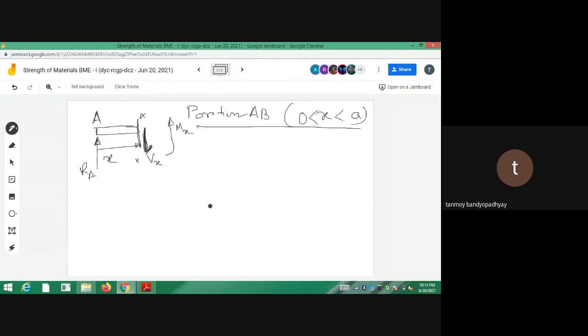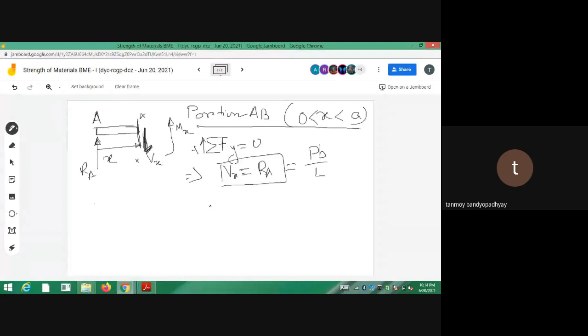So now if I write down the forces, let Vx and Mx be the shear force and the bending moment acting at this point. Now if I write sigma Fy is equal to 0, taking upside to be positive, what am I left with? What is Vx? Vx is equal to RA. So see, Vx does not vary with x. So Vx is a constant, so it will be just a straight line. RA was PB by L, so Vx is equal to PB by L.